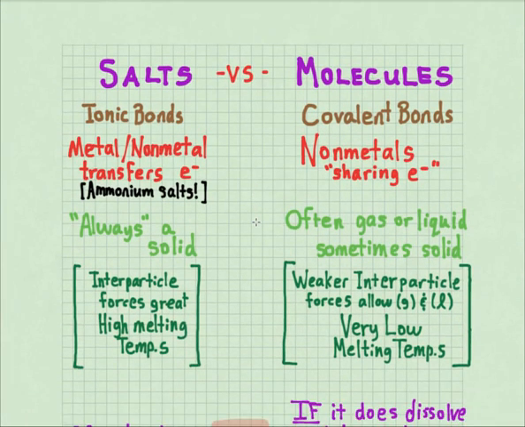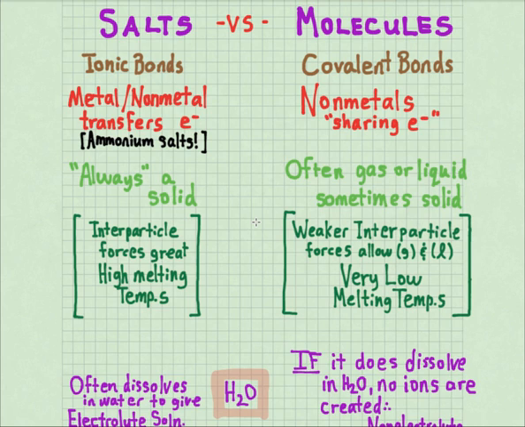A lot of times we can classify compounds and compare them to each other by saying, well, if I have a metal and a nonmetal, it's going to make a salt and it's going to melt hot. There are large interparticle forces between the salts called lattice energies, and they melt very hot. Molecules, if they are a solid, melt very easily. Oftentimes they're gases or liquids. They're all nonmetals sharing electrons.